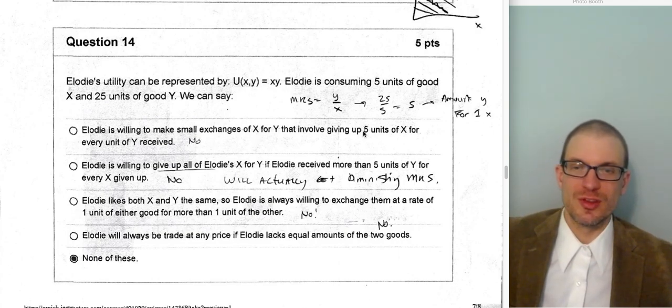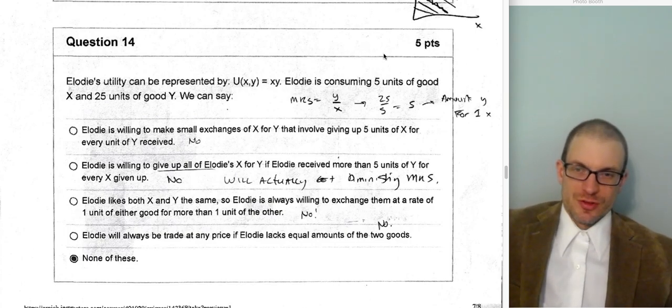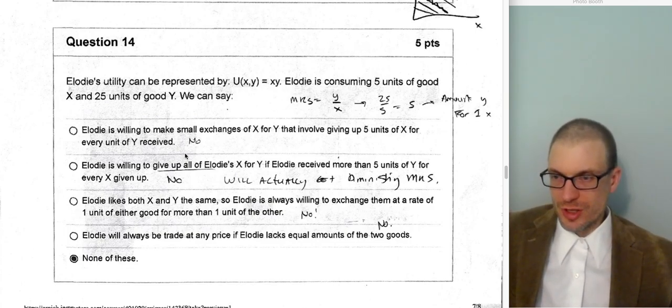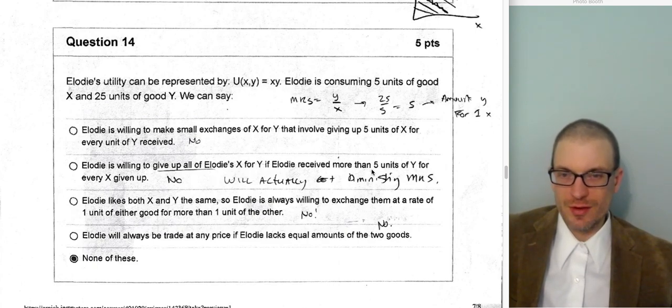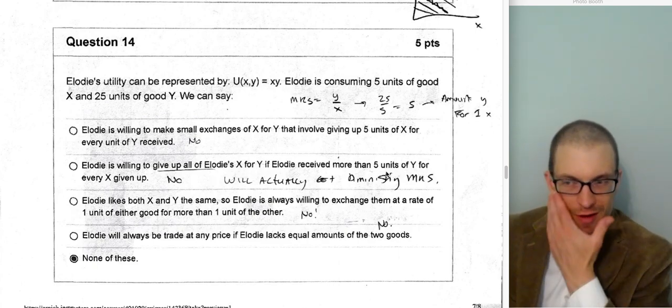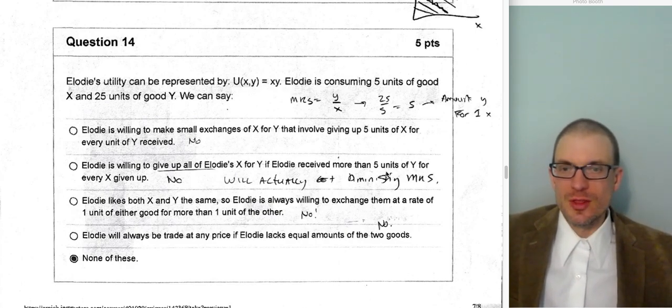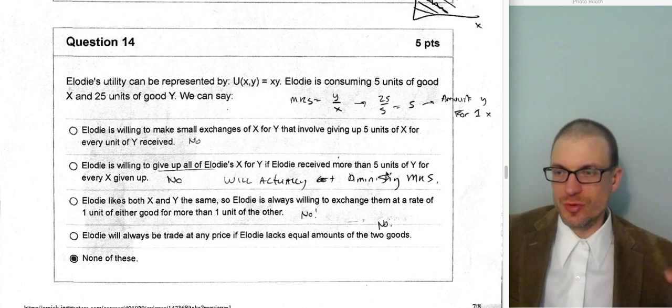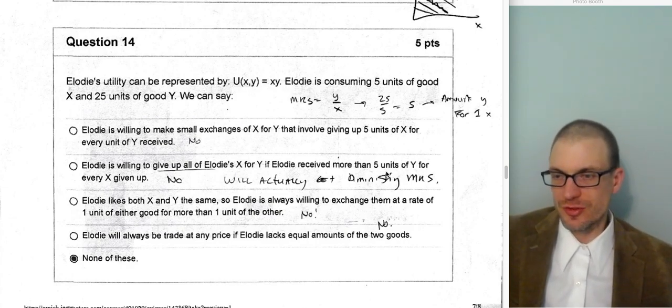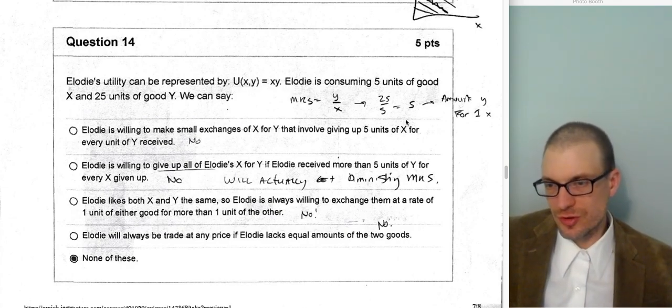No, so Elodie would be willing to give up 5 units of y for an additional unit of x. Is Elodie willing to give up all of x for y if she received more than 5 units of y for every x? No, we have this diminishing marginal returns. And so there might be one trade where Elodie is willing to do that, but at different points it'll change.